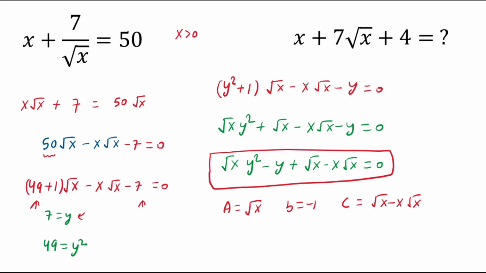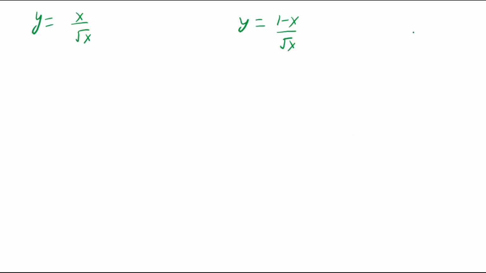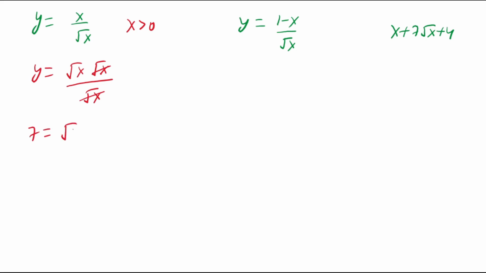And we know that we will find the value of this expression, x plus 7 times square root of x plus 4. And y equals x over square root of x, which is same as square root of x times square root of x divided by square root of x, because we know that x is greater than 0. Then this square root of x and this square root of x are cancelled out, and y equals 7. This equals square root of x, and if we square both sides, then the value of x is 49.